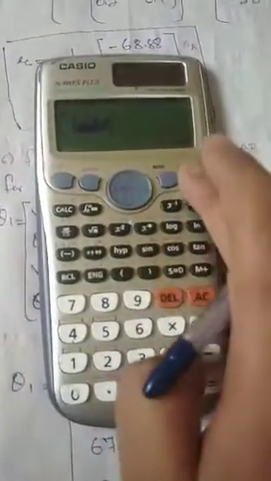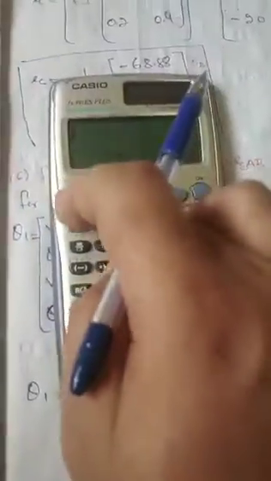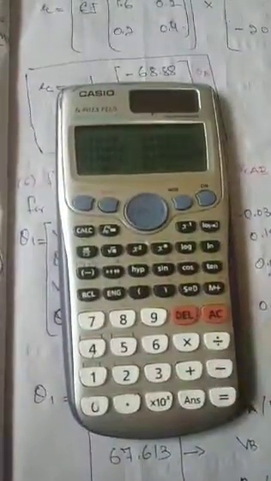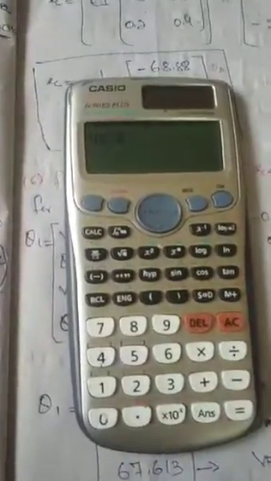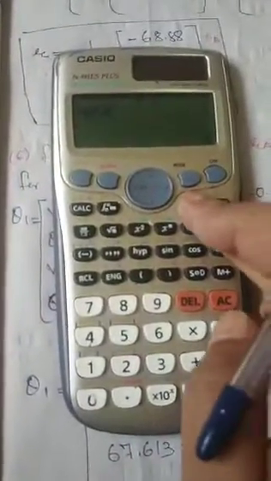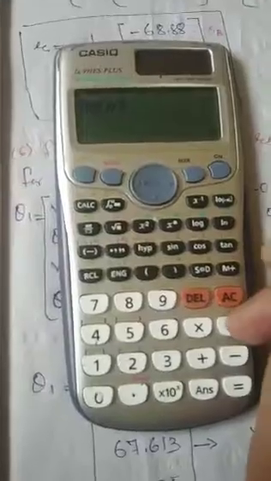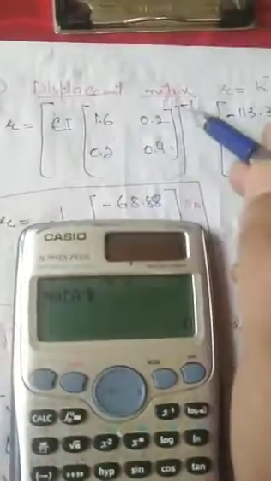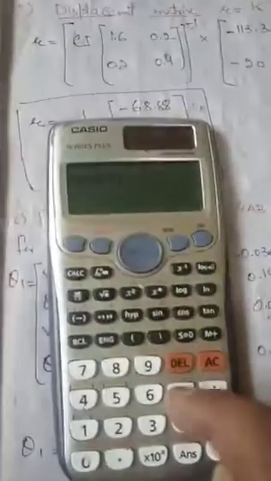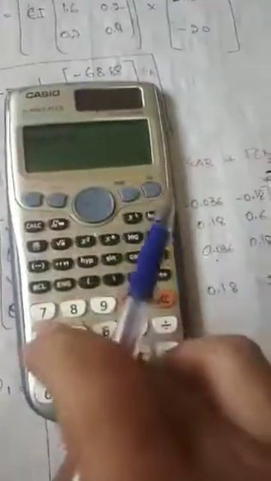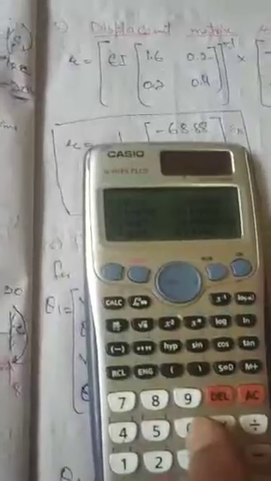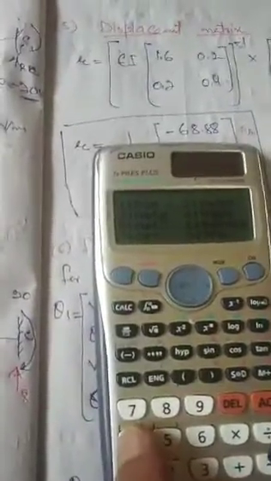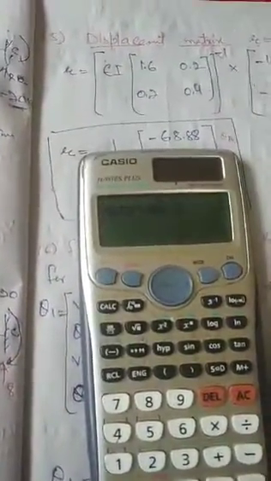Now press the on button, press shift 4, and here matrix A option is 3. Then take the inverse of matrix A, multiplied by matrix B. Here matrix B is the fourth option. Now we will get the equals-to value.